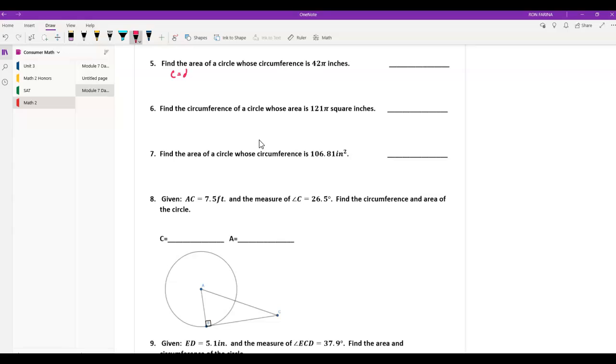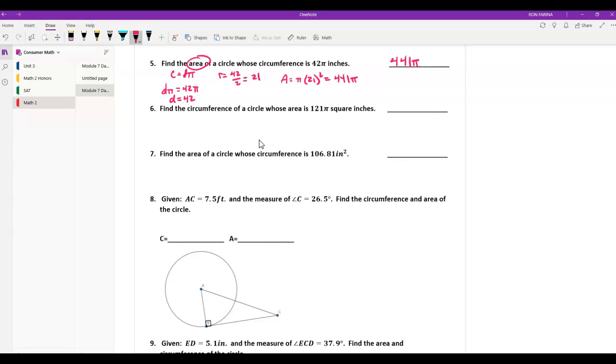Okay. Now down here, find the area of a circle whose circumference is 42 pi. So remember, circumference is diameter times pi. So if diameter times pi is equal to 42 pi, that basically tells me my diameter is 42. Well, to find the area of a circle, I need the radius. So I'm going to do 42 divided by 2, which is 21. So now the area of the circle would be pi times 21 squared. And right away, 21 squared would give you 441. So the area of this circle would be 441 pi. That obviously is the exact answer. You should know how to find the approximate answer from there.